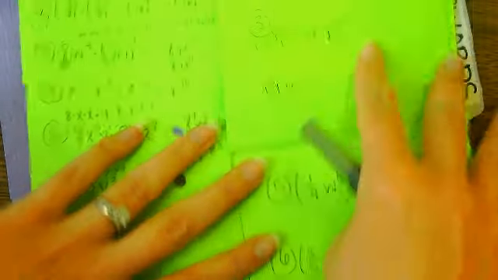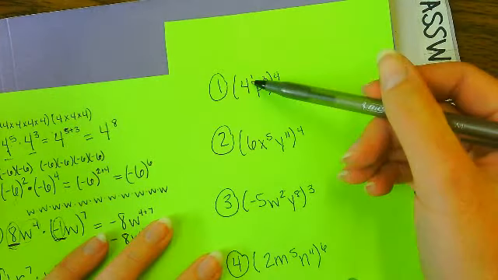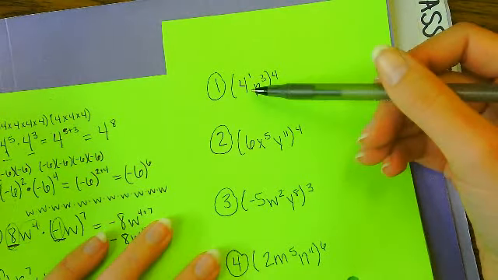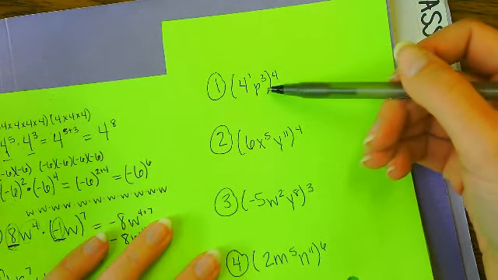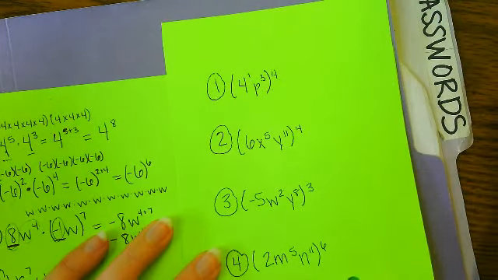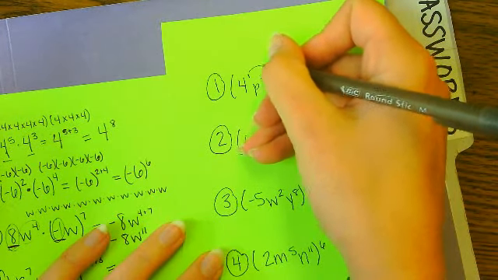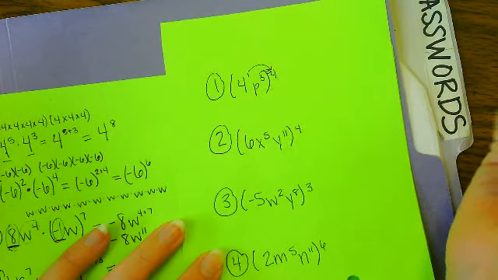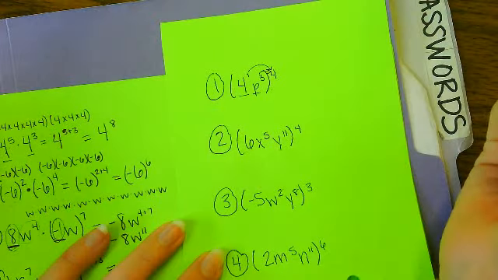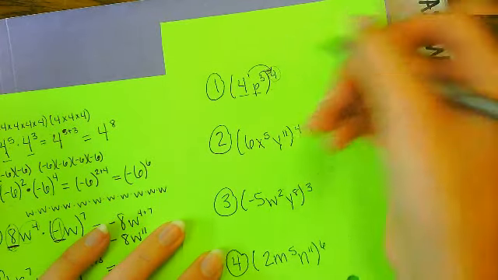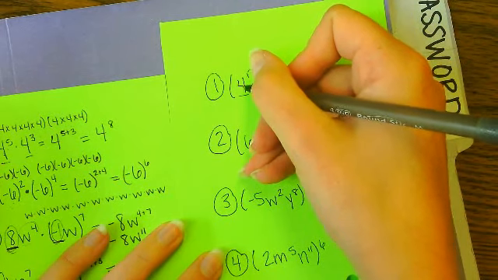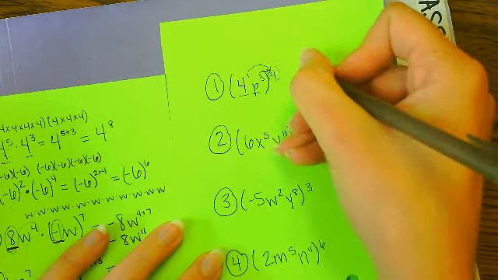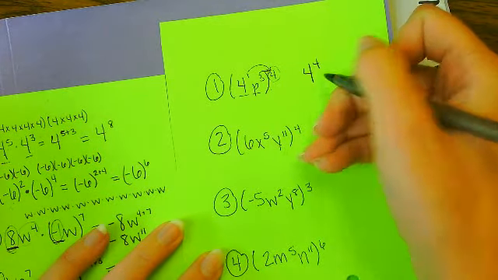This is going to be dealing with a power raised to another power. But it's called a power of a product because we're dealing with a coefficient and a variable, sometimes multiple variables. So the way that this works is you're going to multiply the exponents for each part of your product, the 4's exponent and the p's exponent, to whatever the power is outside of the parentheses. So this part's going to be 4 to the first power, and 1 times 4 is 4. It ends up being 4 to the fourth power.